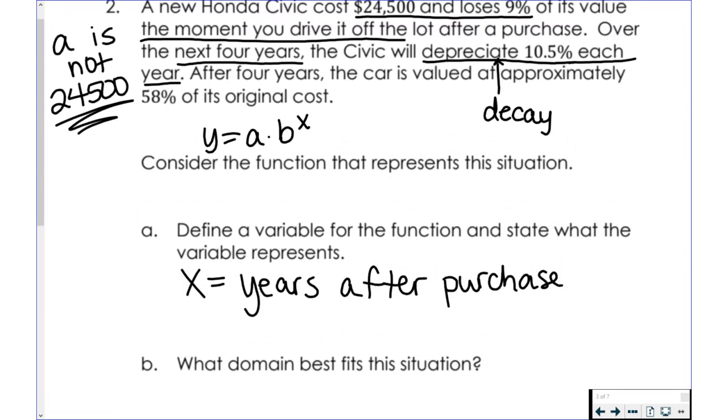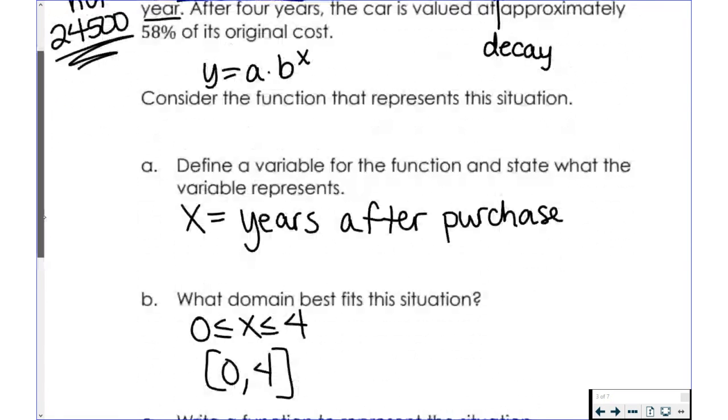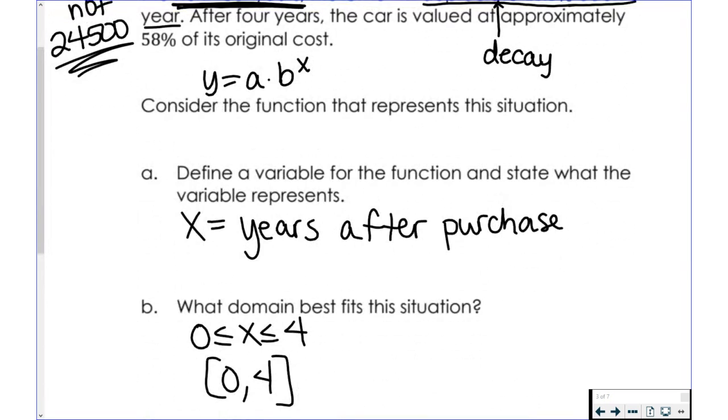So what was said in the classroom that you guys probably didn't hear is, in the question, it says that it's depreciating for the next 4 years. So the domain is going to start at 0 still, but we're going to stop at 4. What this means is, with this scenario, the car is only going to depreciate by 10.5% for 4 years.